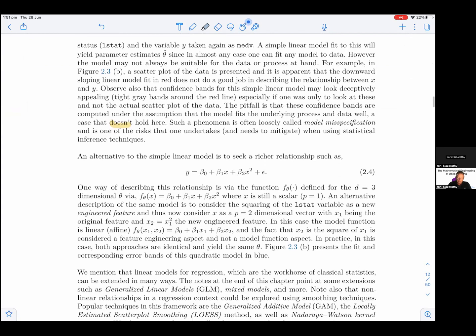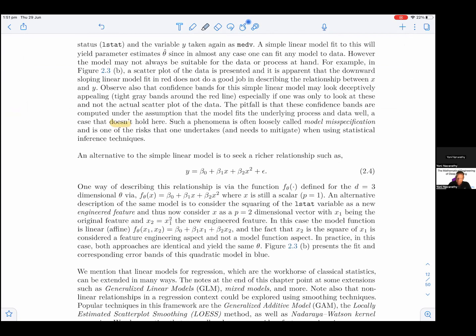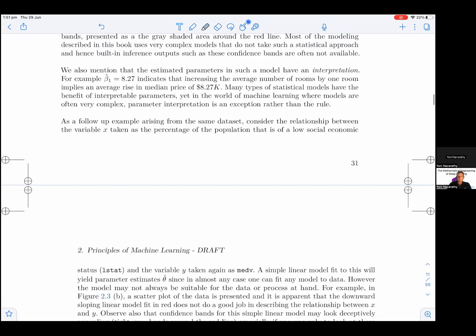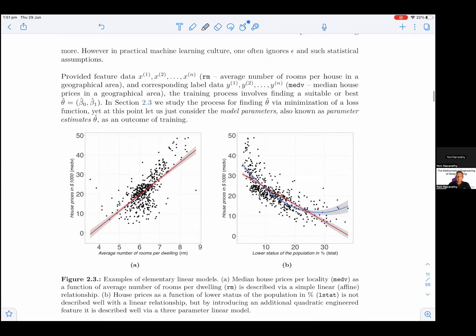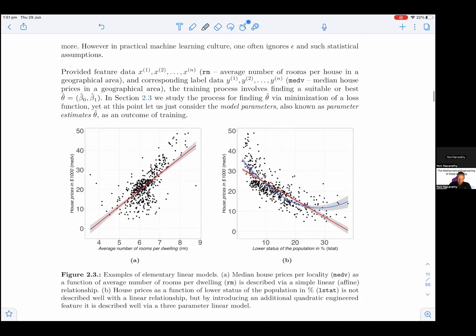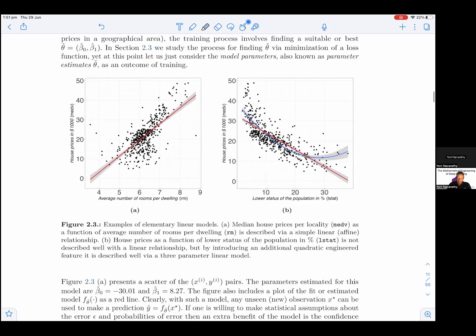For example, in figure 2.3b, a scatter plot of the data is presented, and it's apparent that the downward sloping linear model fit in red does not do a good job in describing the relationship between x and y. So again, let's look now at B of figure 2.3, the right-hand side. Okay, and the downward sloping red line on the right-hand side does not do a great job in fitting this data. It's just apparent visually.